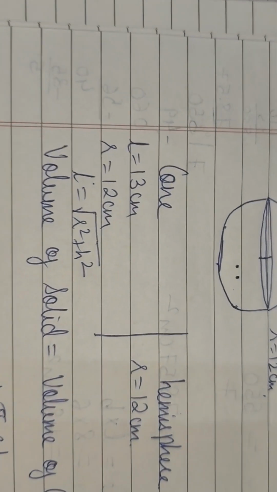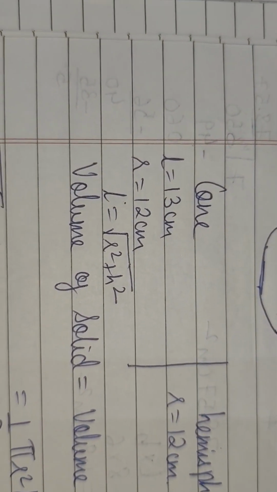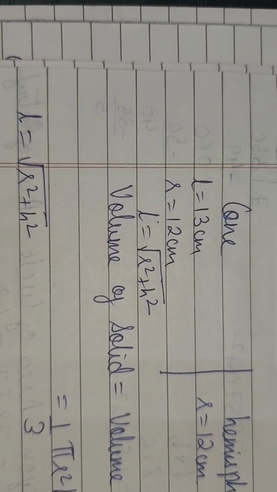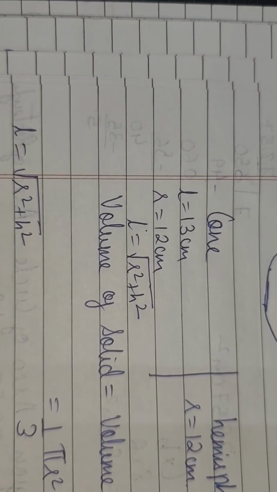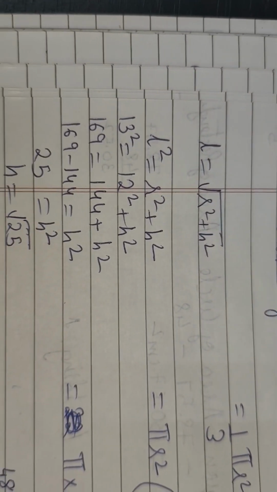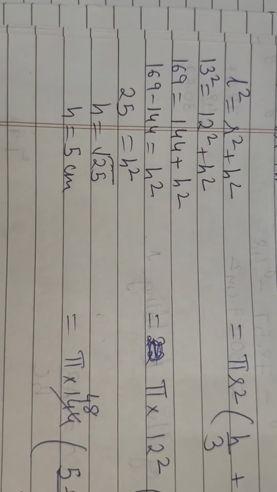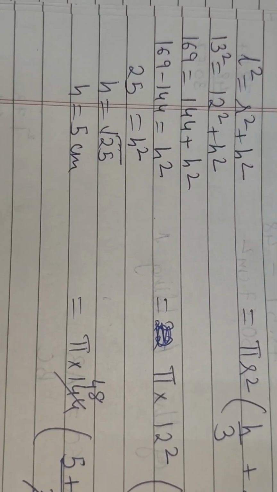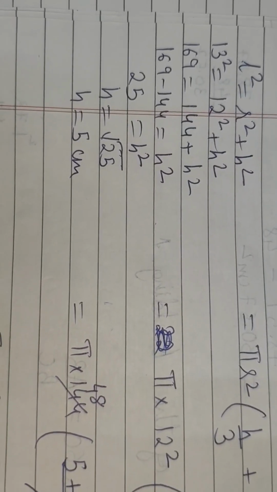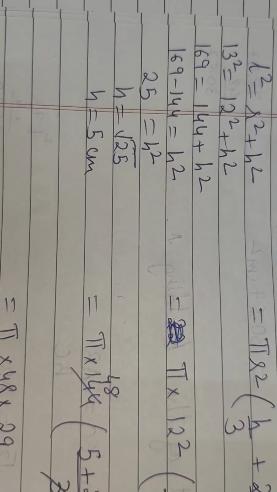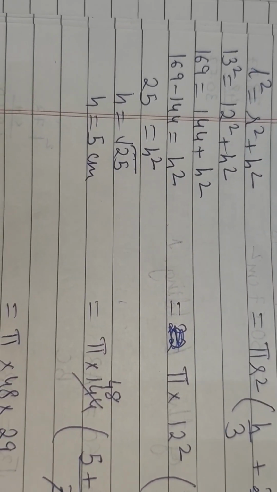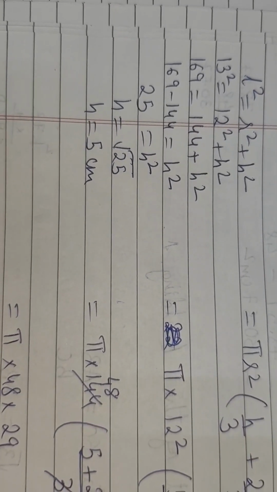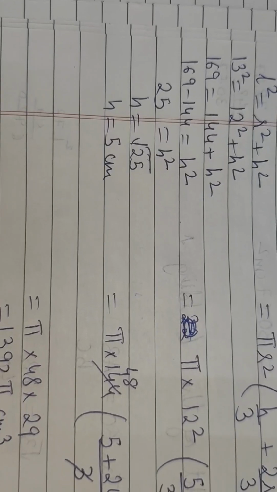But in this they didn't give us the value of h. So I'm using the slant height formula. L is equal to root r square plus h square. So value of l is what? 13 square, and value of r 12 square plus h square. So 13 square will be 169 and 12 square will be 144. If I take it on the other side, it will go in minus, subtraction. So value of h will be 5 centimeter.